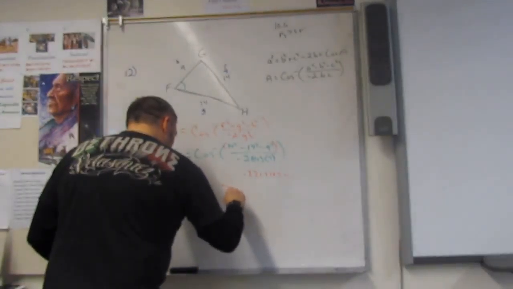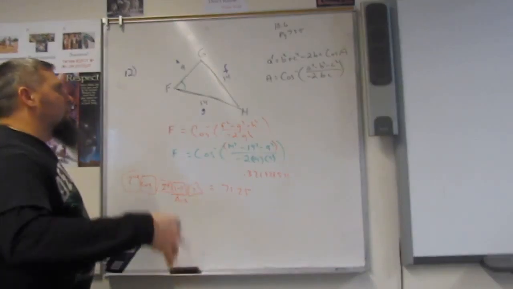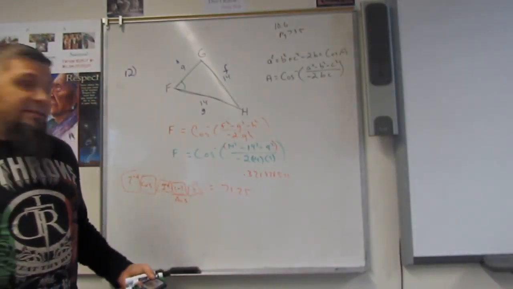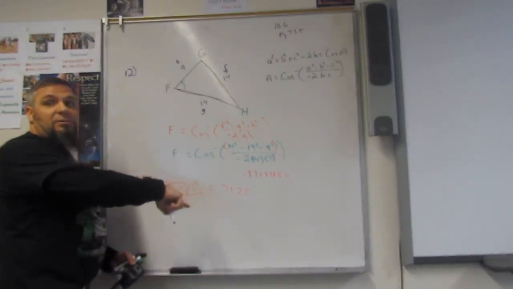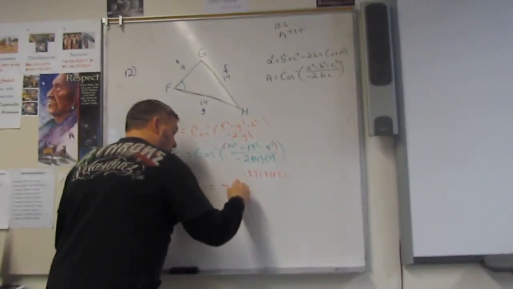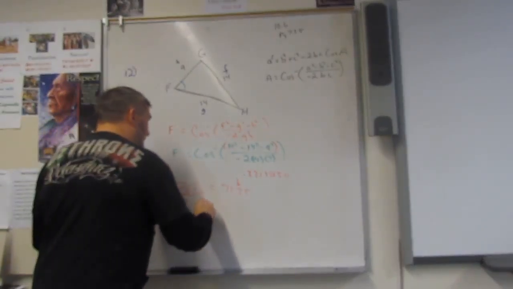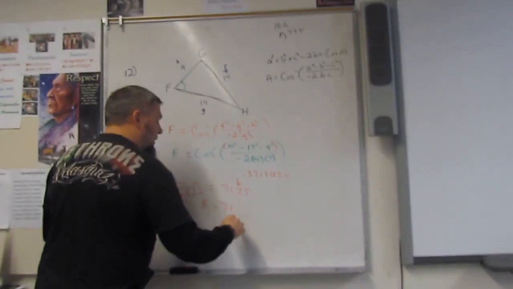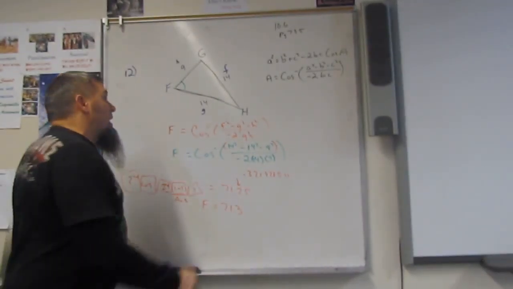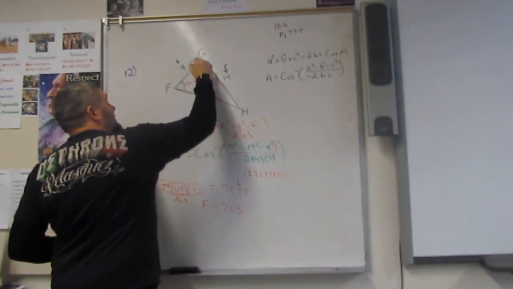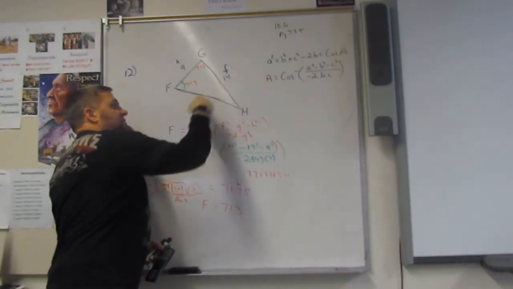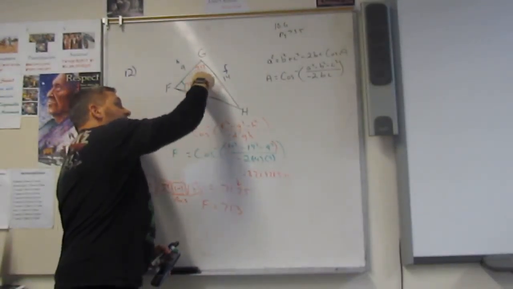So 71.25, and so on. It says to round off to the nearest tenth. So F is going to be 71.3, because it's the nearest tenth. Now if this is 71.3, then this is 71.3 too, because it's isosceles, so these have to be the same.